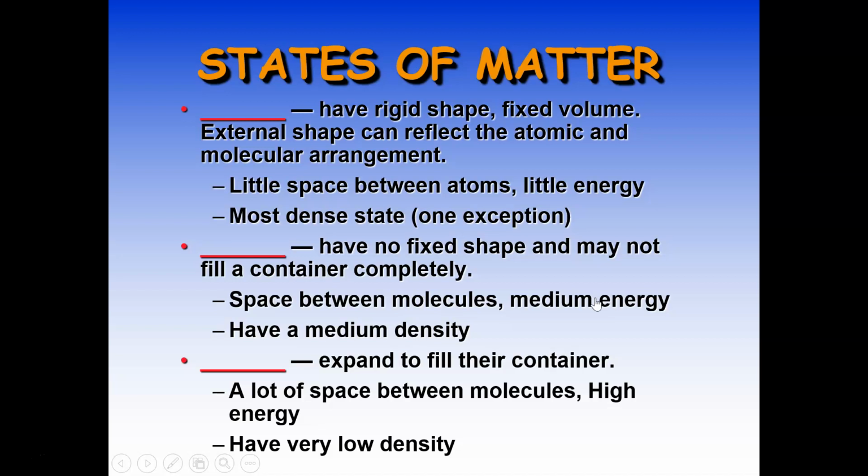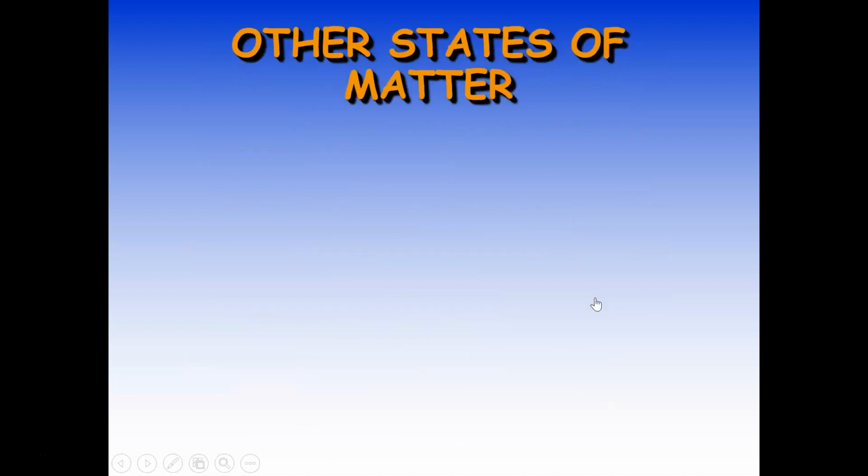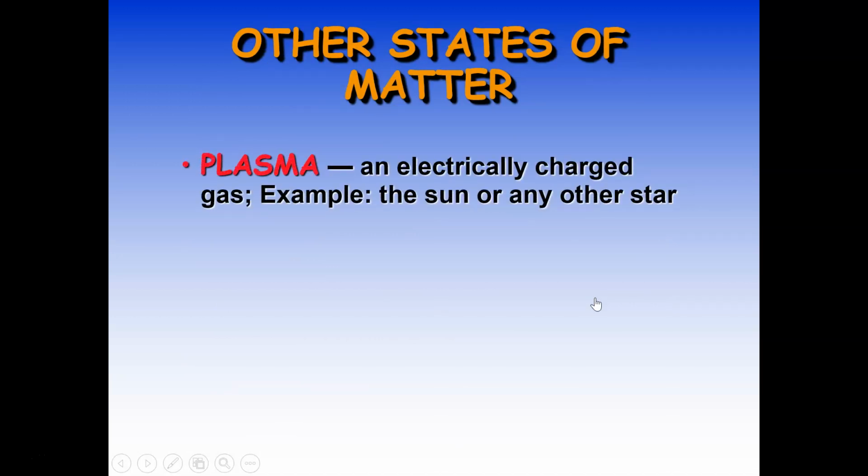Now, you're probably familiar with solid, liquid, gas as states of matter, but another state of matter you may not have heard of before is plasma. And plasma is an electrically charged gas. The most common example of plasma is the sun or any other star. They are constantly in the state of matter plasma. This is not to be confused with the plasma you may have heard about being in your blood. That is something completely different and is not actually in the state of matter of plasma.